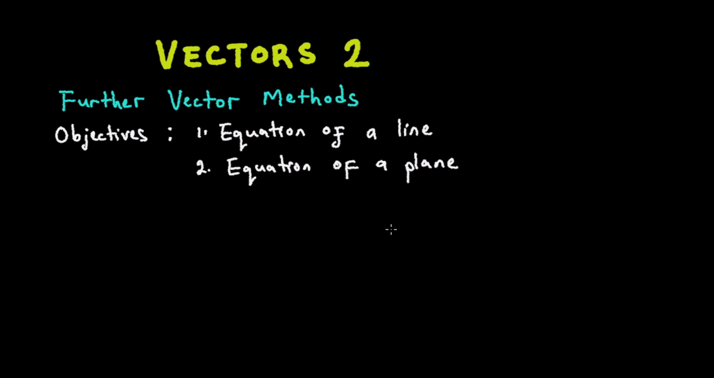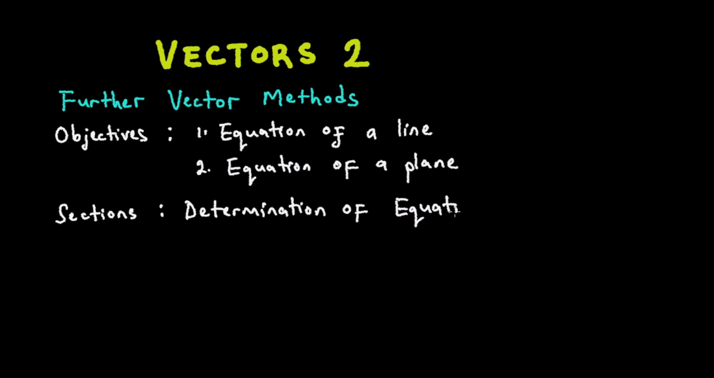These are our objectives. Vector methods are grouped into two sections. Saka, the first section we are going to be interested in is determination of equations. So our objective is to learn about the equation of a line and the equation of a plane. So how do we determine the equation of a line? How do we determine the equation of a plane? That is what we are going to be looking at.